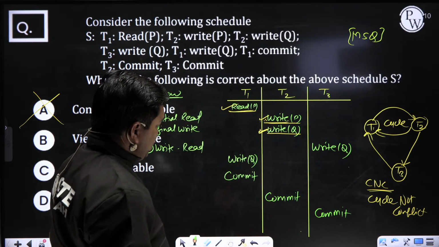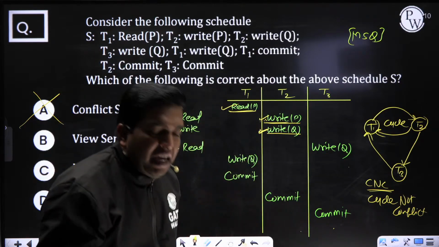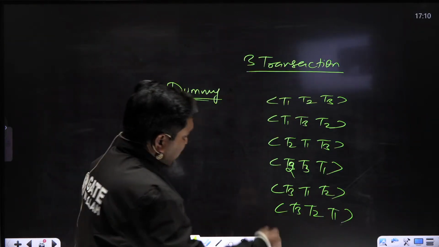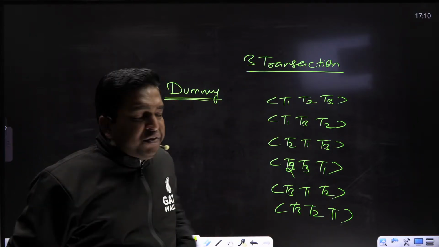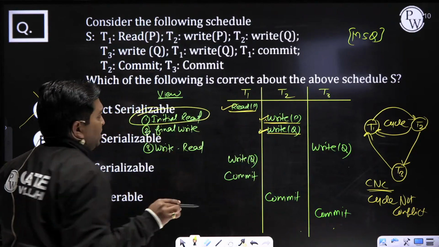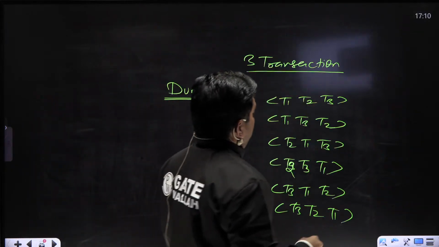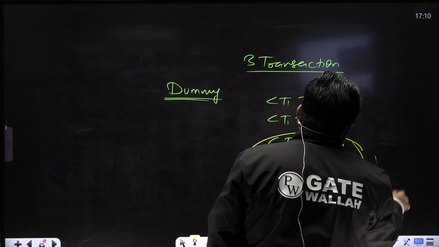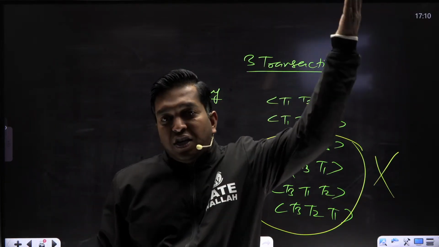So which one do we have to start with? For that purpose, we have to select a dummy. Sir, what is the meaning of dummy? Dummy means out of 6, neglecting some options. And sir, how do we neglect some options? By watching these conditions. First condition, initial read. Which transaction performs initial read? T1. So these 4 are not in the list. These 4 are not in the list of nominations in the Oscar awards.